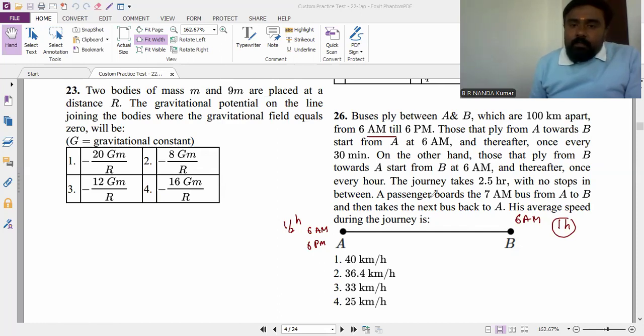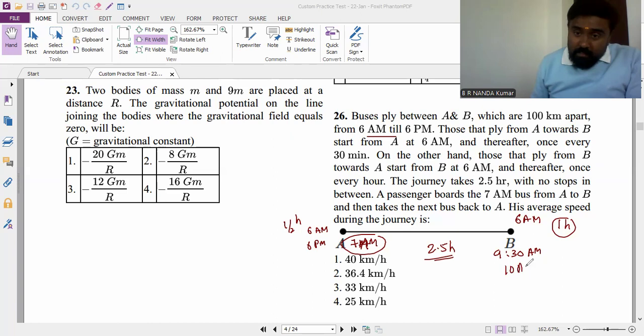So no stops in between. The passenger boards the 7 AM bus from A to B and then takes the next bus back to A. What is his average speed? So the passenger leaves A at 7 AM, and reaches B at 9:30 AM, so time taken is 2.5 hours. At 9:30 there is no bus from B. The next bus comes every 1 hour, that is the 10 AM bus. So half an hour of time is wasted, and we must consider that. From 10 AM he reaches A at 12:30 PM. So the total time taken is used for the average speed, which is total distance divided by total time.